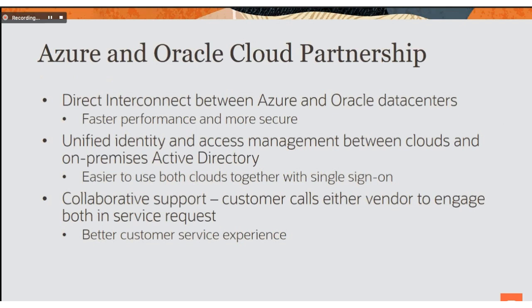So some of the things we have done to further that is, as part of this partnership, we are building direct interconnects between our two clouds. And these direct interconnects are private, low latency, high bandwidth, dedicated connections between our two clouds. And they are geographic, and these interconnects have to be geographically close to ensure low latency and fast performance. So obviously, the farther each data center is from the other, the longer the latency just because of distance.